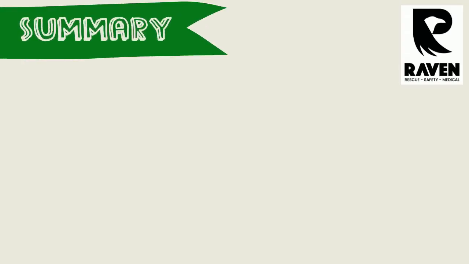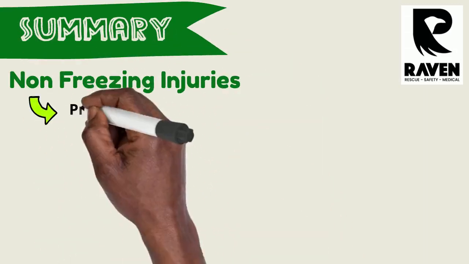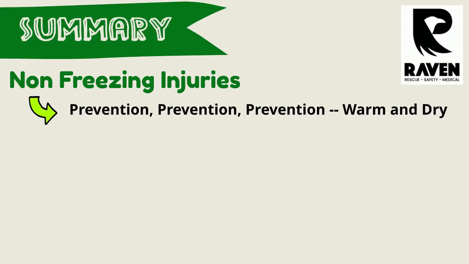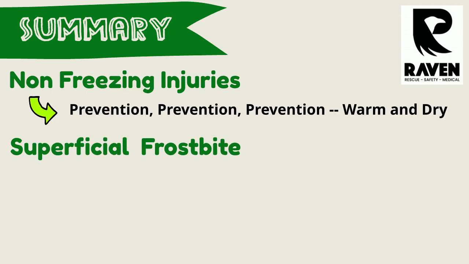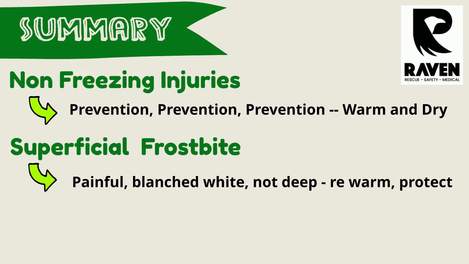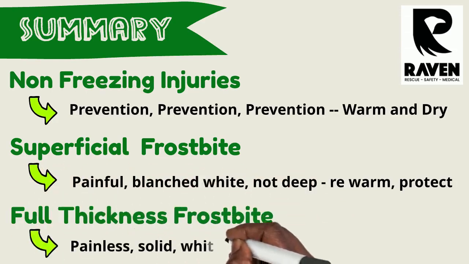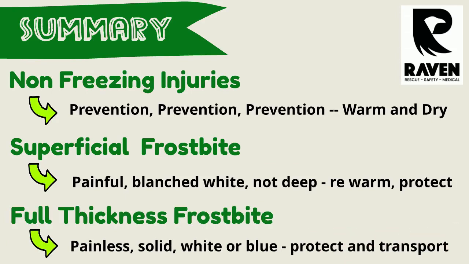Let's have a quick summary of cold-related injuries. Non-freezing injuries, the key is prevention, prevention, prevention. If you start to have symptoms, keep everything warm and dry. Superficial frostbite is described as painful, blanched white skin, but it's not deep into underlying tissues. Immediately rewarm them and protect them from further cold exposure. Full thickness frostbite is painless, solid feeling, and whitish blue in color. We protect that from further freezing and transport them to the hospital for rewarming.